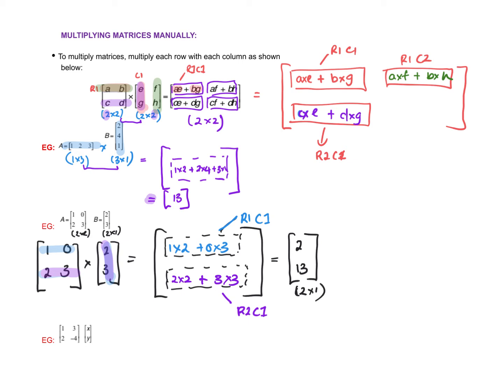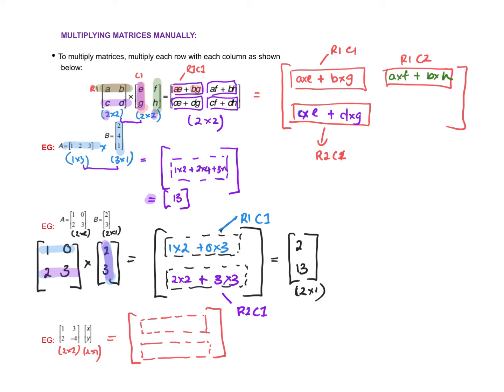All right, so it doesn't matter. This one is the same, really, isn't it? It's a 2 by 2 with a 2 by 1. So my answer is going to be a 2 by 1. Good. Now, if you have letters in there, doesn't matter. You just do the same process.